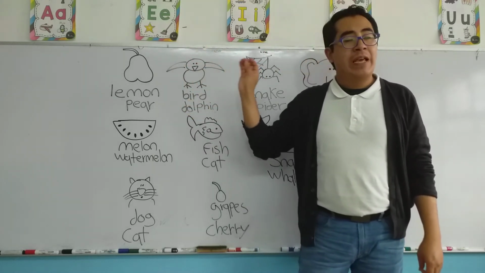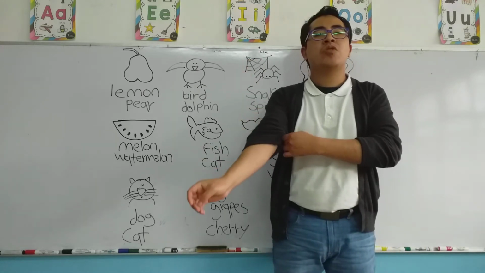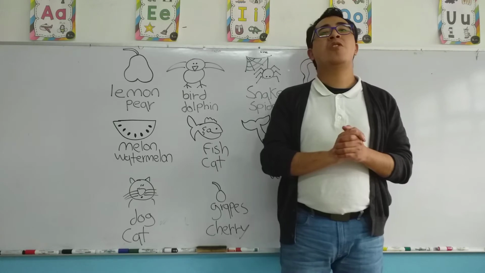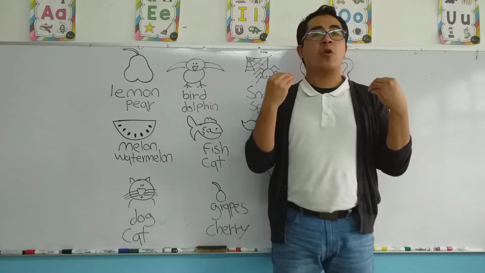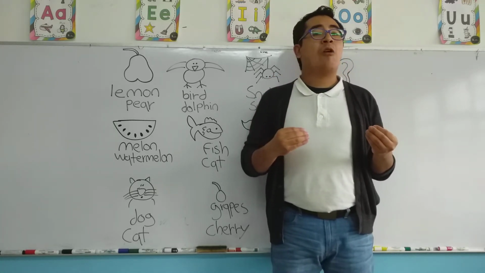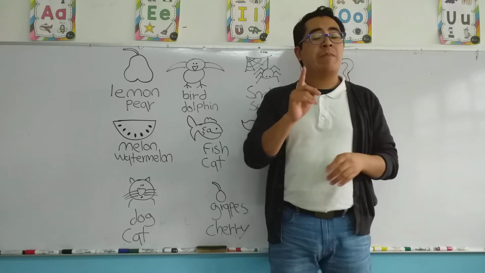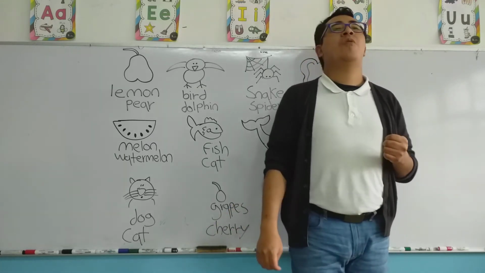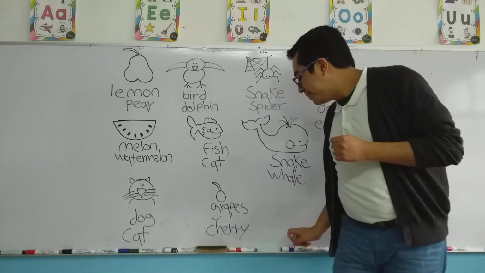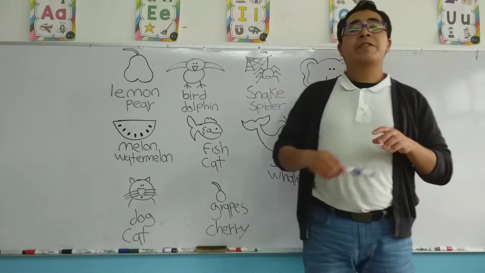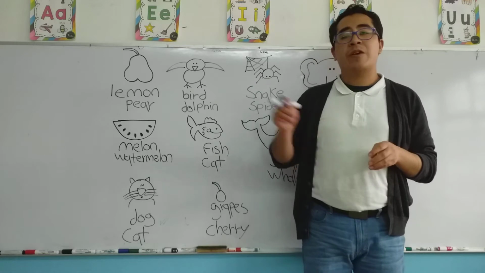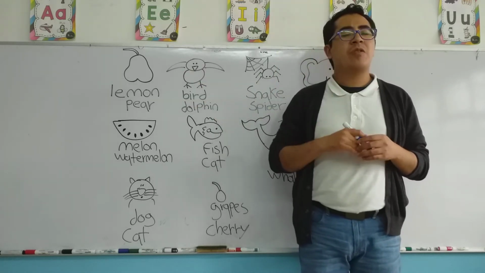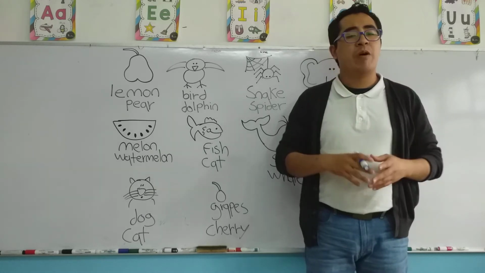Debajo de cada una de las imágenes tenemos dos opciones, ¿ok? Una de ellas es el nombre correcto del objeto. La otra opción no lo es. Vamos a tachar la opción que sea correcta. Okay, so let's start. For this, if you want to mark the correct option with a pencil or with a color, there is no problem. Okay, you can use both.